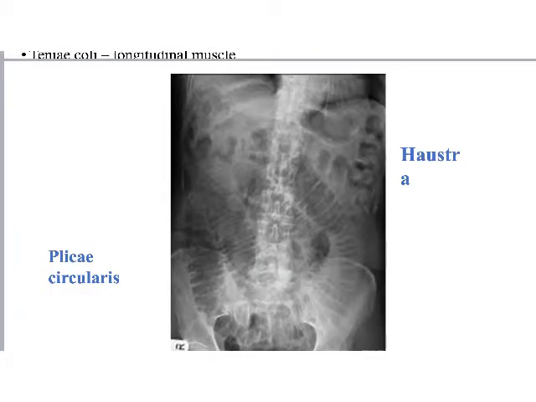So if we take a look here at an abdominal x-ray, sometimes we call this a flat plate or a KUB. That A should be up there. Sometimes when I convert these, the writing gets a little mixed up. So we want to be able to look at plicae circularis, which we talked about earlier in the small intestine, and haustra, which are much more prominent in the large intestine. We can use those 2 anatomical structures to help us determine what we're looking at on an abdominal x-ray. Are we looking at large intestine or small intestine?